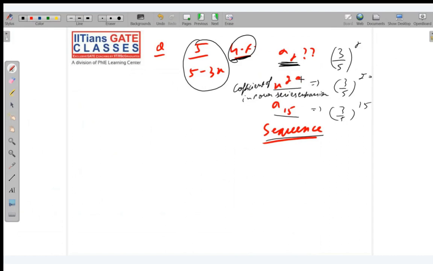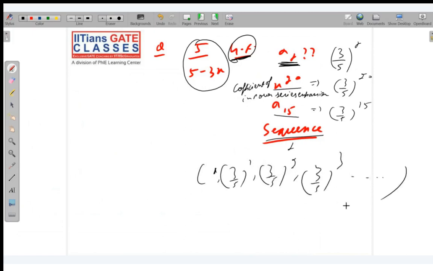A20 into x power 20 will be there. So A20 is 3 by 5 power 20. A15 is 3 by 5 power 15. So what is the sequence? Sequence will be 1, 3 by 5 power 1, then 3 by 5 power 2, 3 by 5 power 3, dot dot dot. Is it okay?